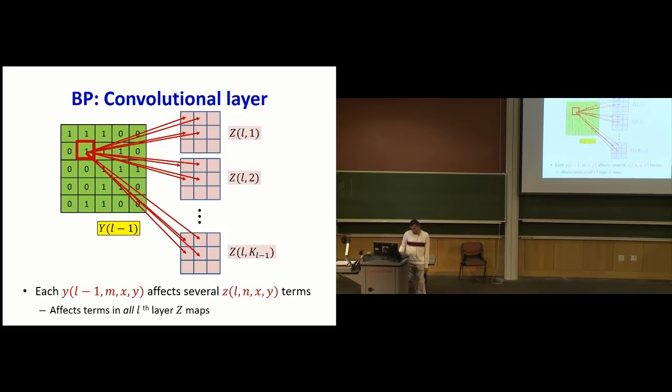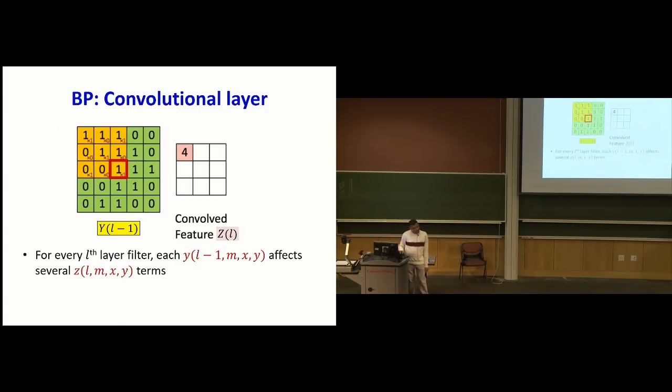Or, for example, consider this guy. But then it's not so simple, right? It's not just one map. Remember, you're actually operating with many different filters. Each filter is producing a different output map. So what really happens is that every single filter, lth level filter, is going to produce a map. And that boxed value in the red square affects all of these values across all the maps. And we have to consider all of these when you actually compute the derivative.